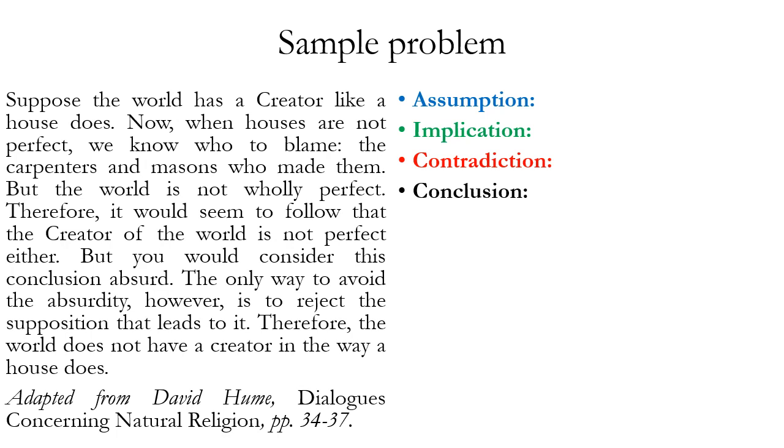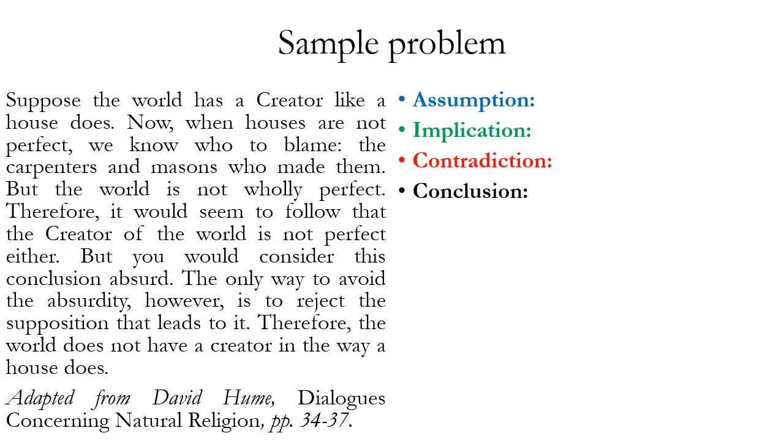Now, when houses are not perfect, we know who to blame: the carpenters and masons who made them. But the world is not wholly perfect. Therefore, it would seem to follow that the creator of the world is not perfect either. But you would consider this conclusion absurd. The only way to avoid the absurdity, however, is to reject the supposition that leads to it. Therefore, the world does not have a creator in the way a house does.